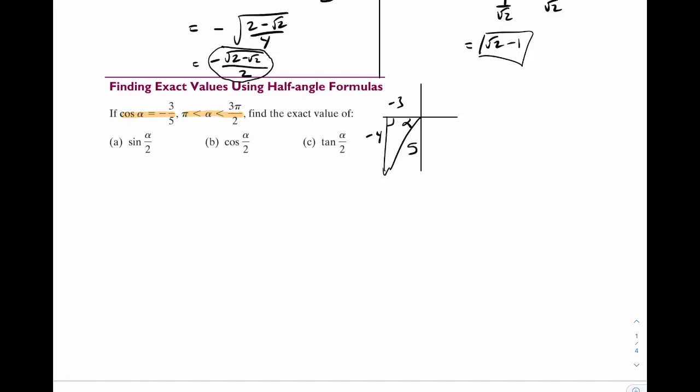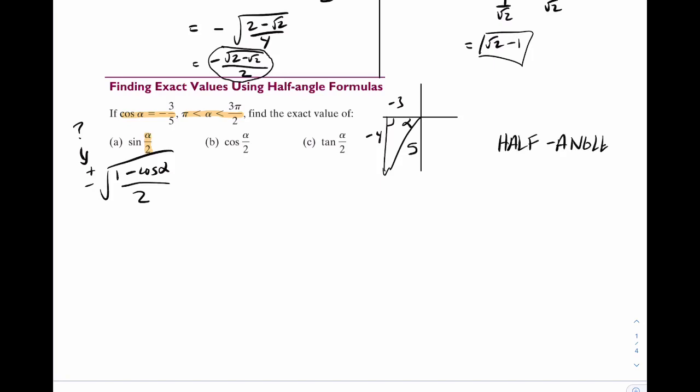So here's where we got to be careful. We know the formula is plus or minus the square root of 1 minus cosine alpha over 2. The issue is this plus or minus right here. Like, which one is it? Now, a lot of you want to say it's negative because look at that triangle and you can see the y value is negative. That's not entirely true because you have to focus on alpha over 2. Like, where is alpha over 2? So to do this, let's make a little chart here.